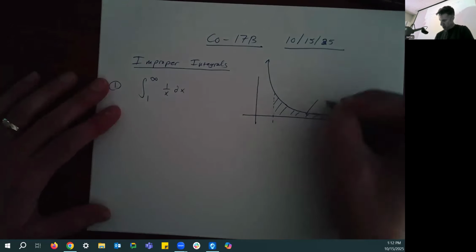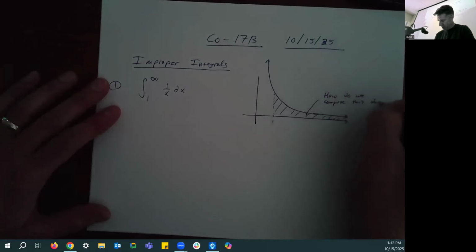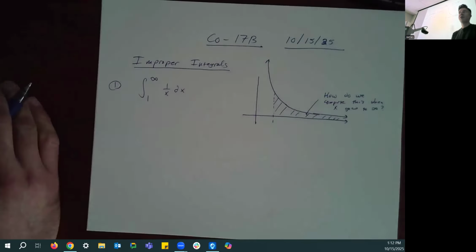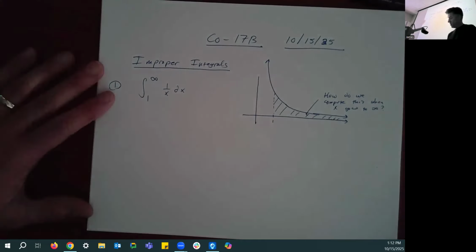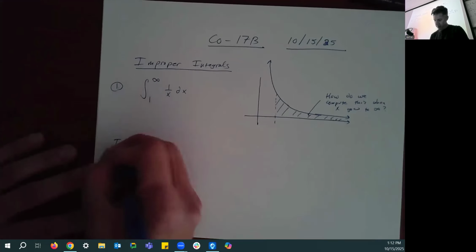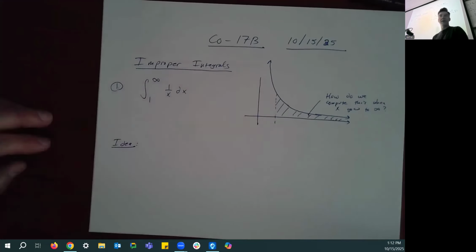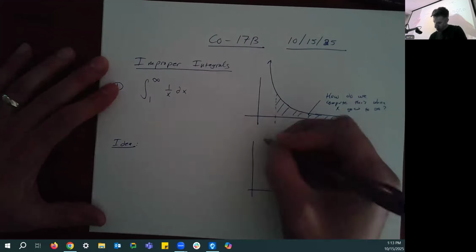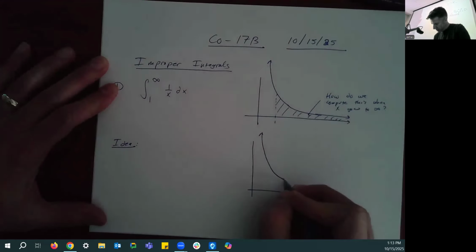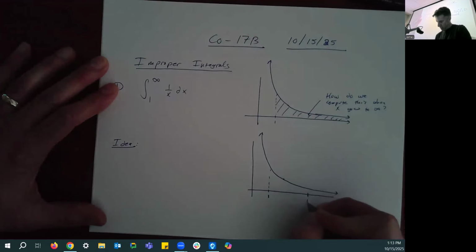So how do we compute this when x is going to infinity? Well, we're not going to deal with the infinity, essentially. We are, but we're going to pretend like we aren't for a second. So here's the idea. Instead, calculate a different integral. We're going to calculate something that looks the same, except we're going to give ourselves a stopping place. We're still going to start at 1, but now we're going to stop at, say, b.